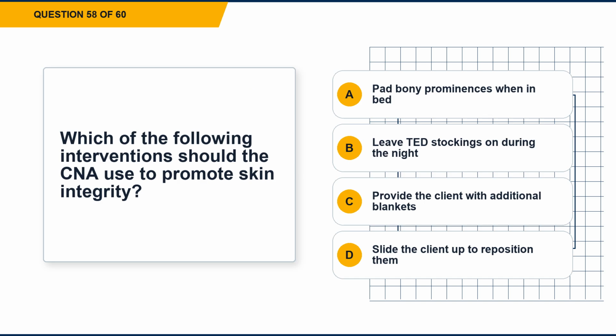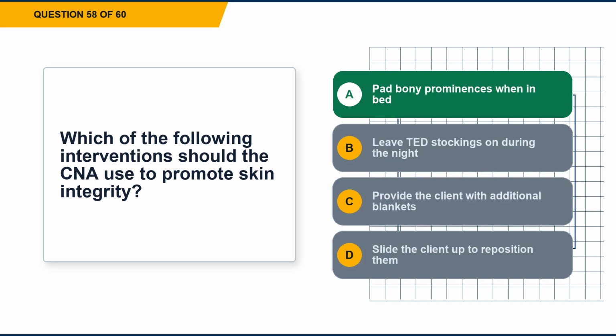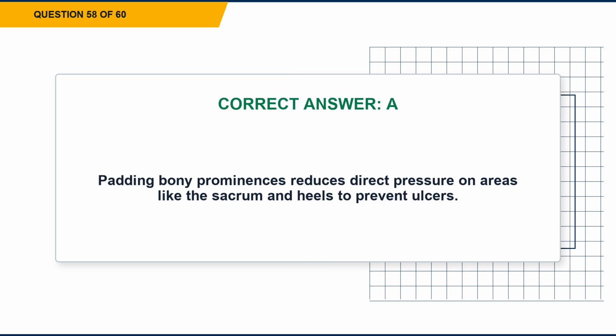Question 58. Which of the following interventions should the CNA use to promote skin integrity? Option A, pad bony prominences when in bed. Option B, leave TED stockings on during the night. Option C, provide the client with additional blankets. Option D, slide the client up to reposition them. The correct answer is option A, pad bony prominences when in bed. Explanation: Padding bony prominences reduces direct pressure on areas like the sacrum and heels to prevent ulcers.